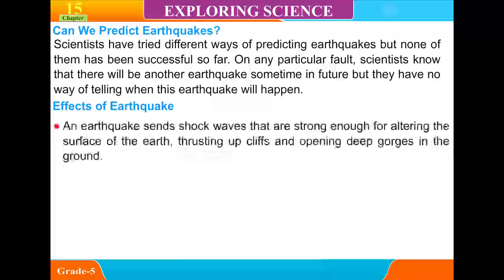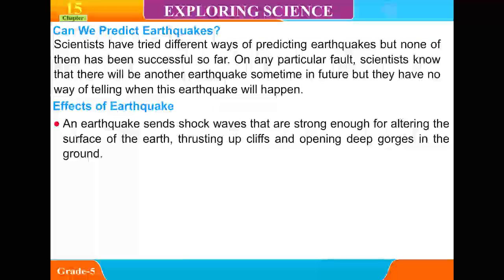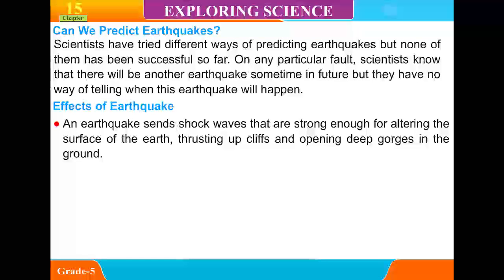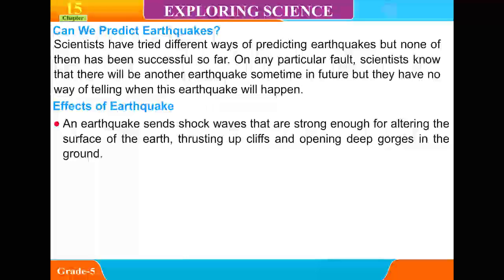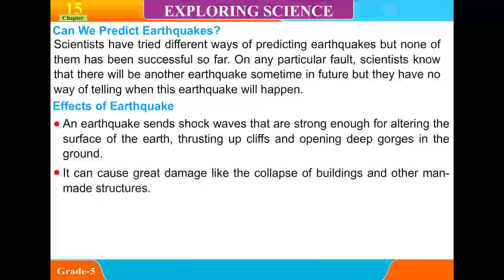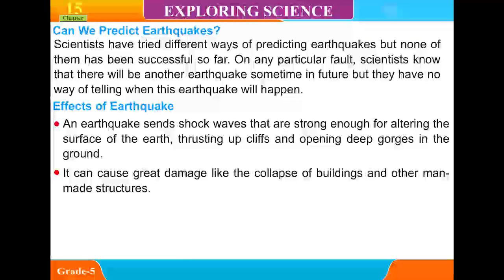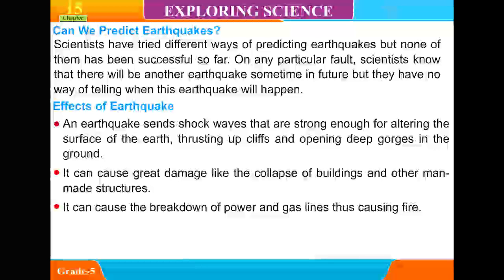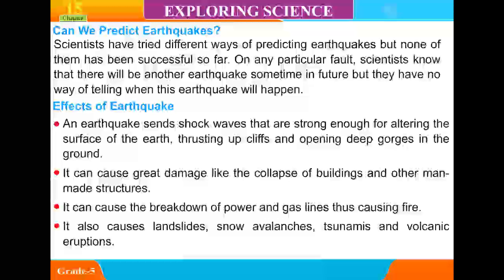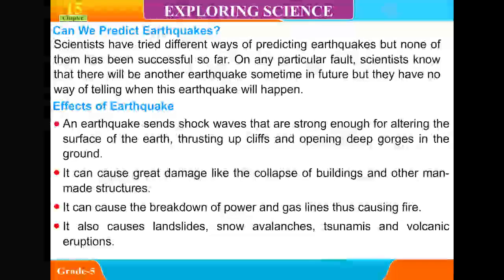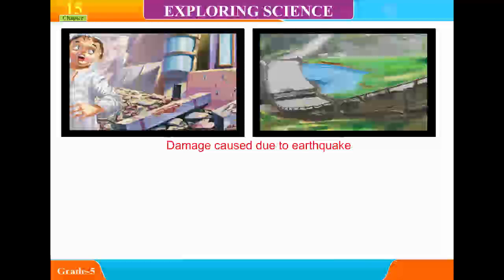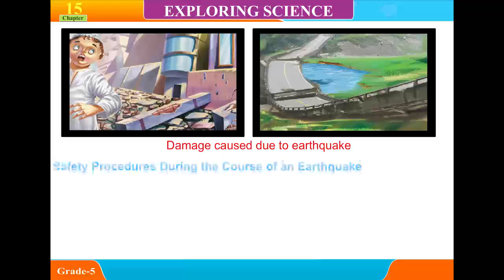Effects of earthquake. An earthquake sends shock waves that are strong enough for altering the surface of the earth, thrusting up cliffs and opening deep gorges in the ground. It can cause great damage like the collapse of buildings and other man-made structures. It can cause the breakdown of power and gas lines, thus causing fire. It also causes landslides, snow avalanches, tsunamis, and volcanic eruptions. Damage caused due to earthquake.